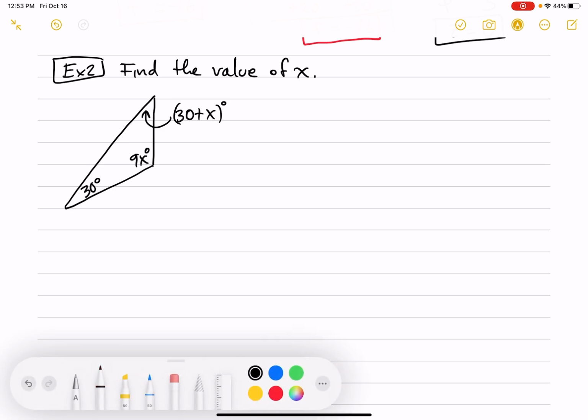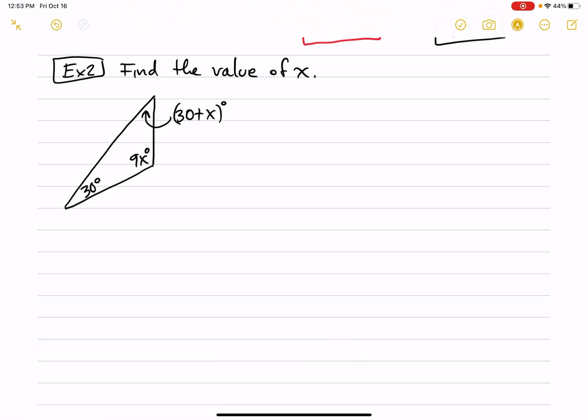Here's another example where we use the same idea, but now we get to apply it in geometry. In any triangle, all of the angles add up to 90 degrees. All of the angles of any triangle add to 180 degrees. Did I say 90? I probably did say 90 before. All of the angles of any triangle add up to 180 degrees.